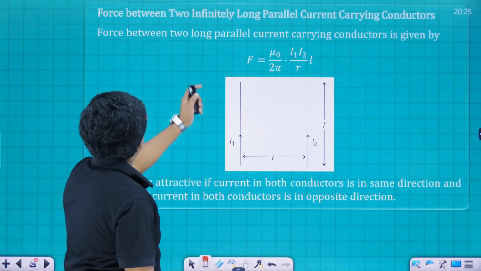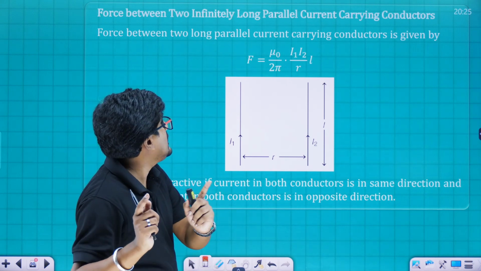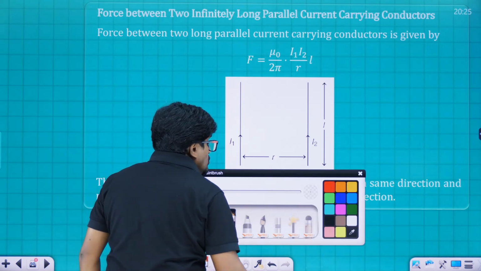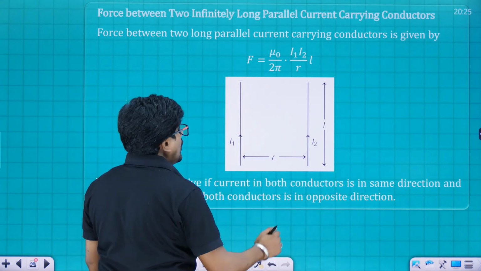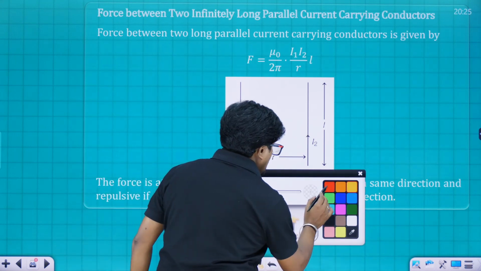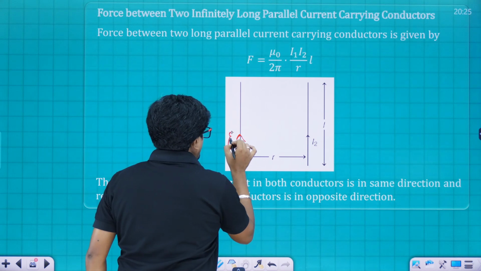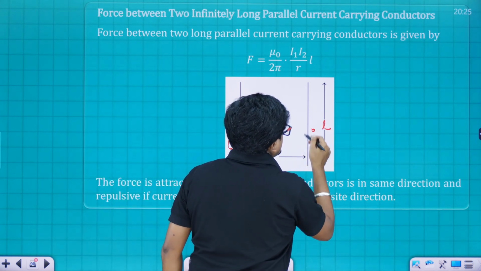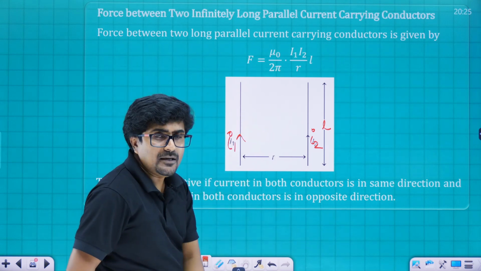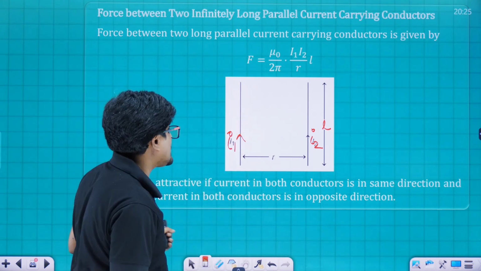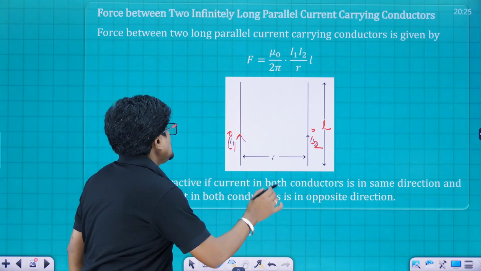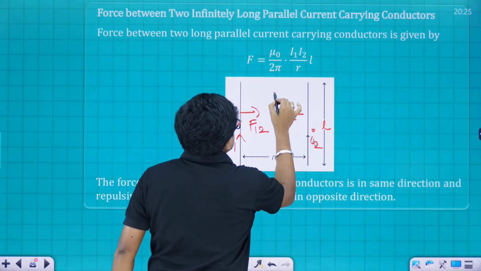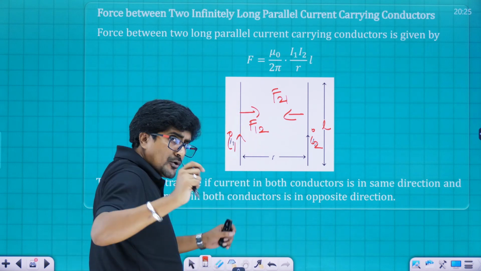Moving to the next, that is force between two infinitely long parallel current carrying conductors. If I have two long current carrying conductors of length L, and here the current passing is I1, and here the current passing is I2, the length is marked as L. The current is in the same direction. I repeat, the current is in the same direction. If the current is in the same direction, the force is going to be attractive. Here this is the force acting on 1 due to 2, and here this is the force acting on 2 due to 1.